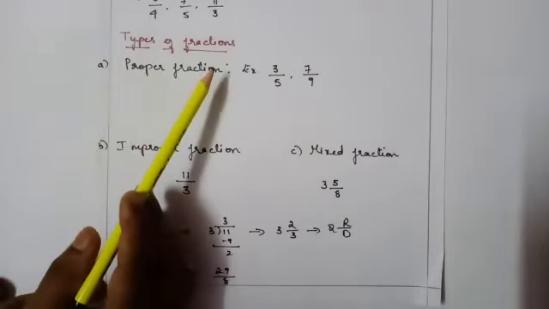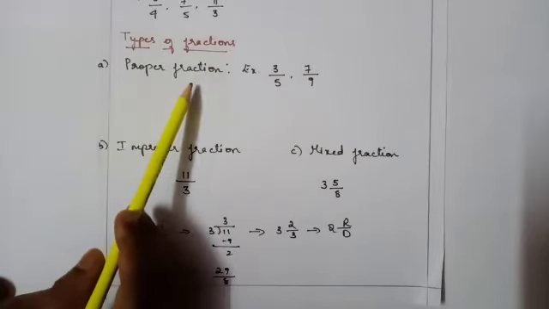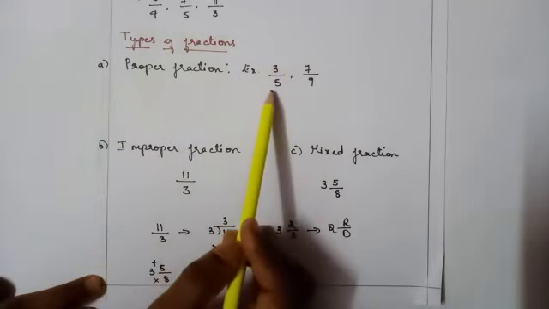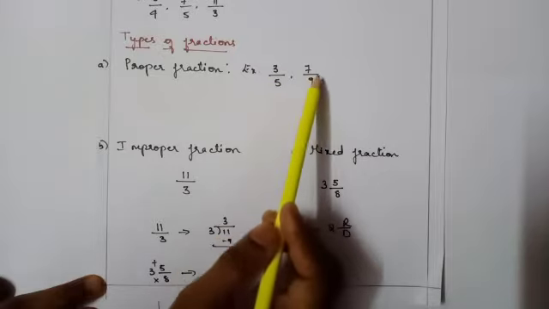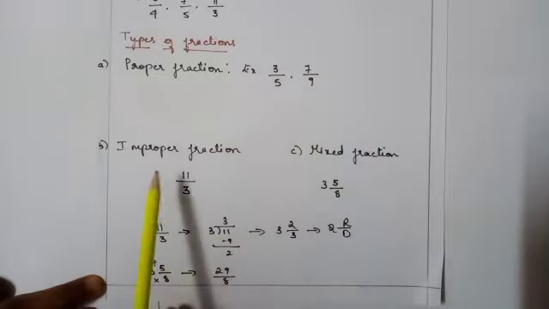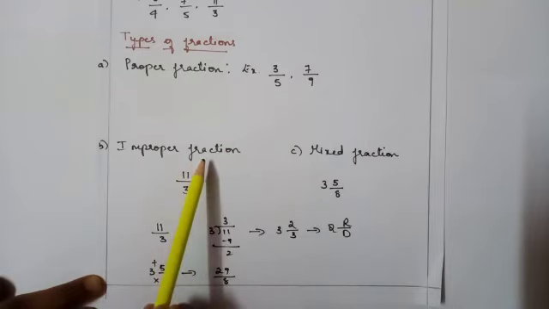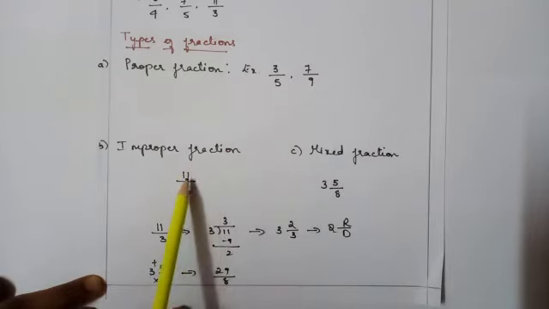Types of fraction. The very first one, proper fractions. Proper fractions are those fractions whose numerator is lesser than the denominator. For example, 3 by 5, 7 by 9, etc. The next one, improper fractions. Improper fractions are those fractions whose numerator is more than the denominator.